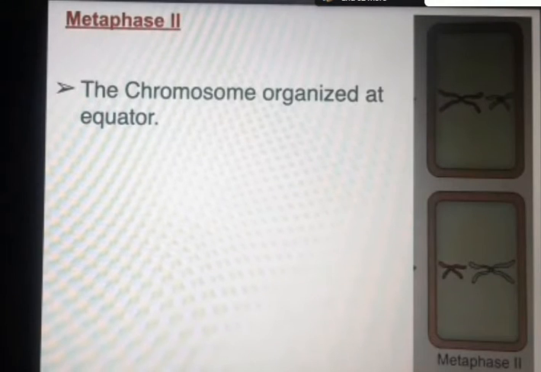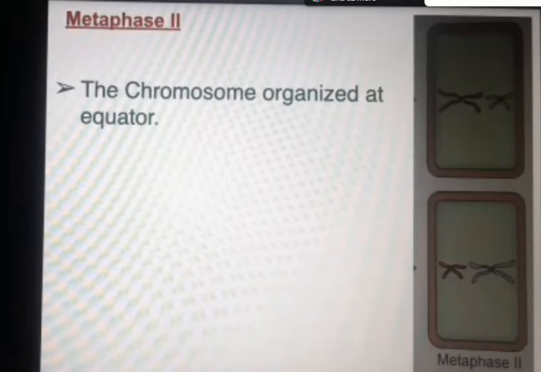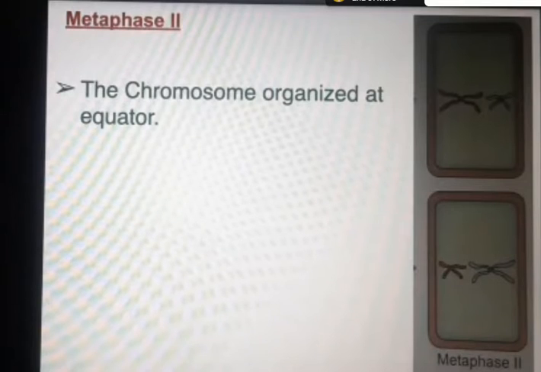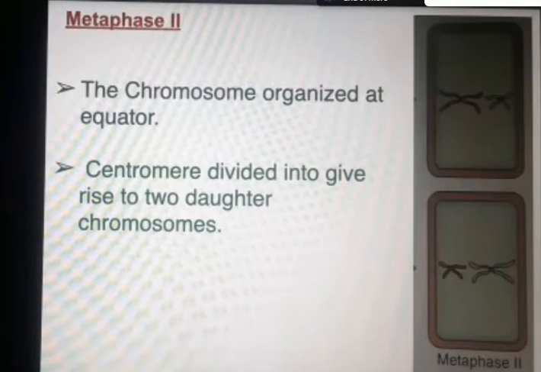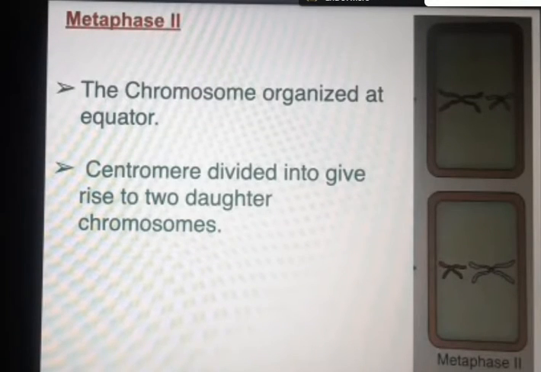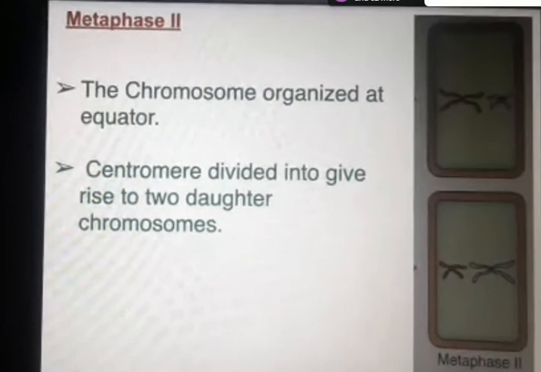On the equatorial plate, this is how they are arranged in case of the metaphase second. Now the chromosomes are organized at the equatorial plate, because most of the time most people use the word equator. That's why I'm using it, but you must be very clear that it's not an equator, it's an equatorial plate, because the equator is something else. The centromere divides into two, giving rise to two daughter chromosomes. Everyone knows, nothing is new, that at the centromere the two sister chromatids were joined together with the help of certain proteins that we will also discuss sometime.